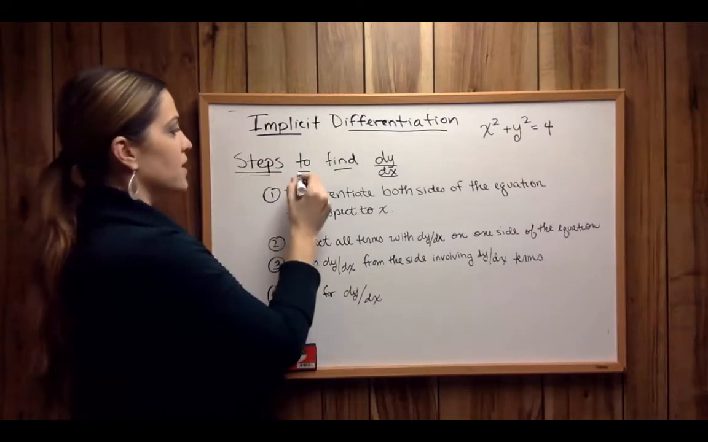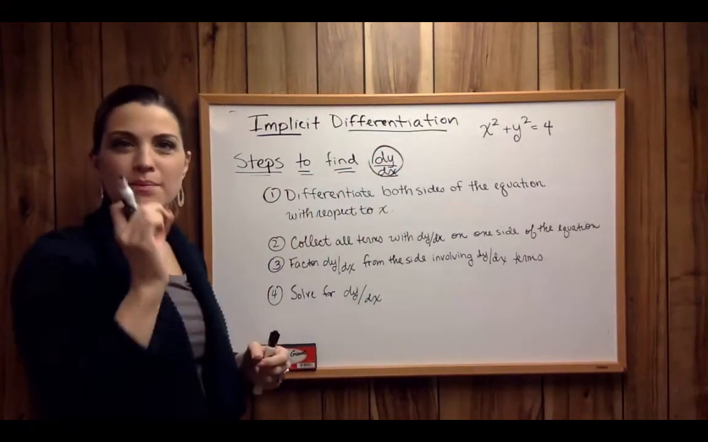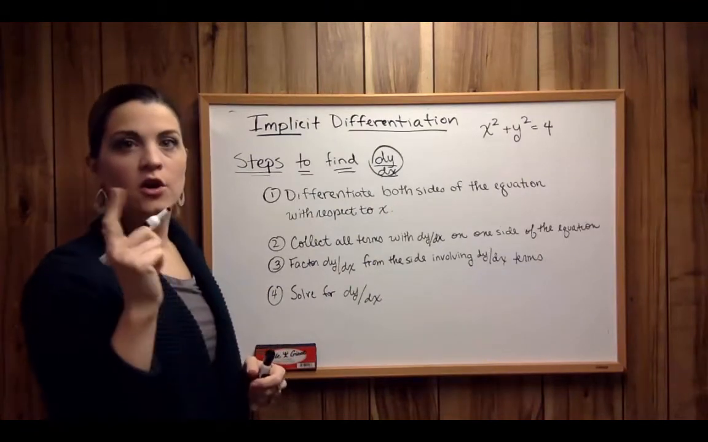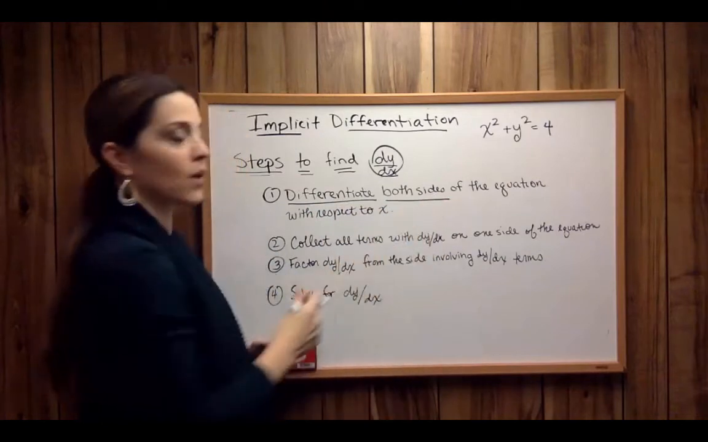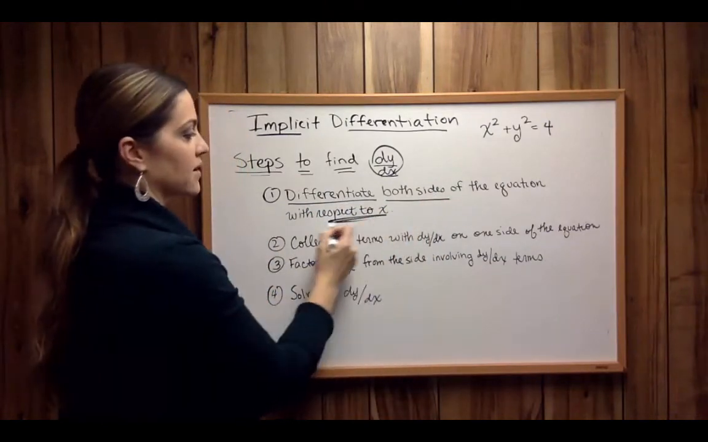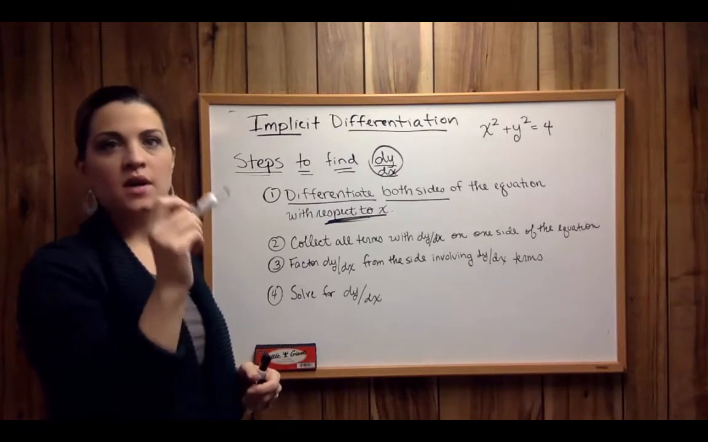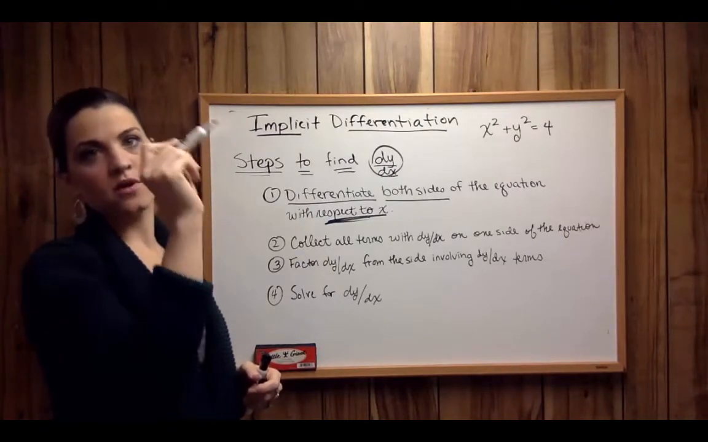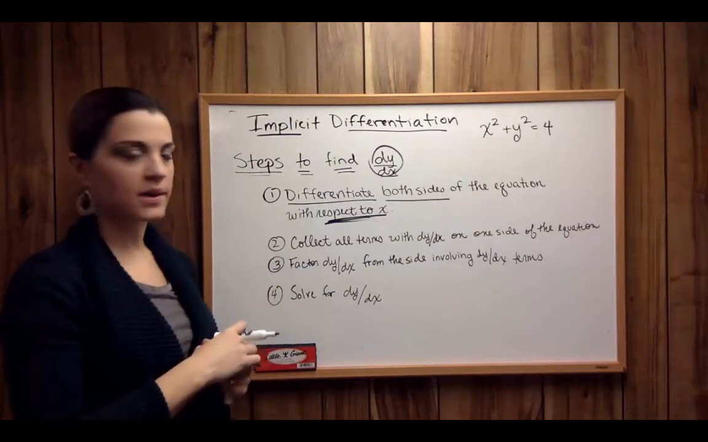In order to find dy dx, when you're given an implicitly defined function, your first step is to differentiate both sides of the equation with respect to x, which means every term that you're going to take the derivative of, just make sure it's the derivative with respect to x. And we'll look at what that means with some examples following this.